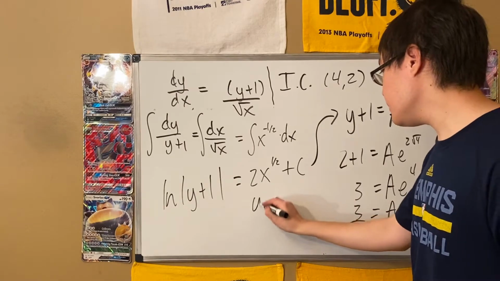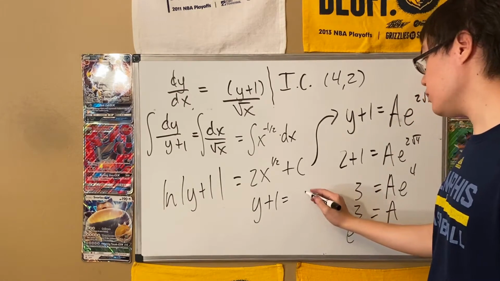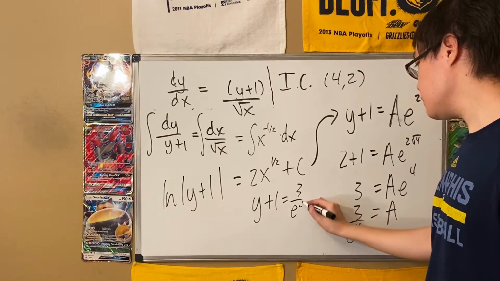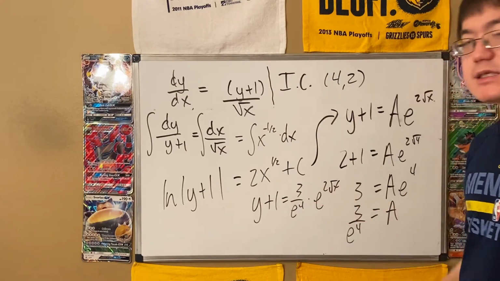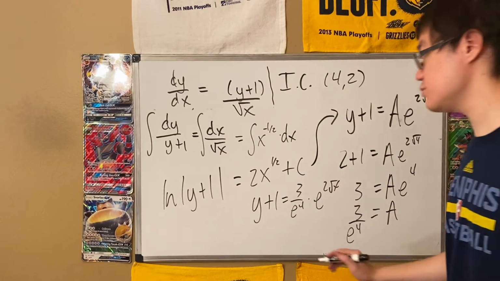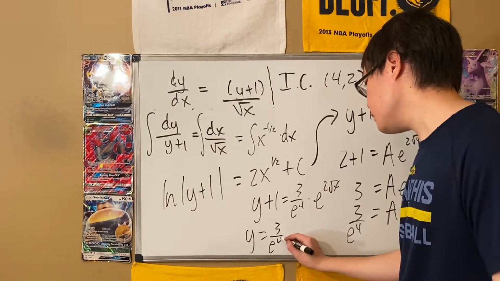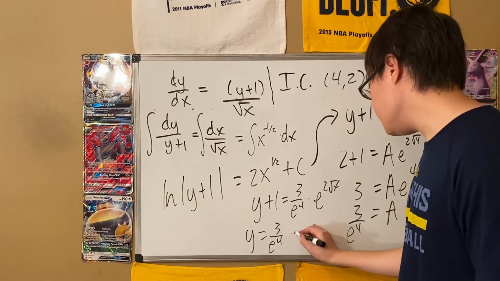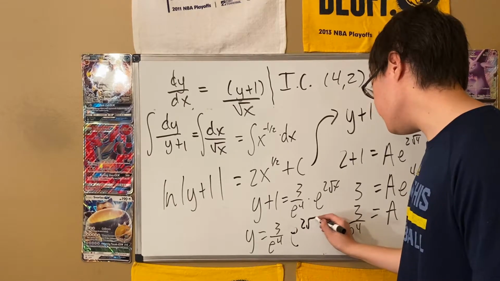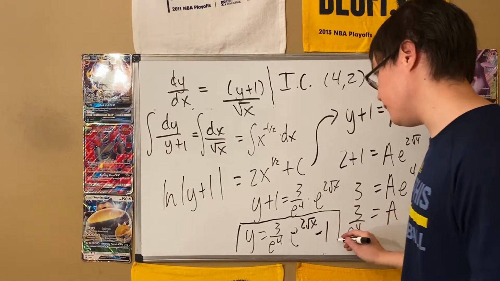So we have y plus 1 equals this thing times e to the 2 square root of x. Just like normal, you do have to isolate y, but isolating y is very easy. In this case, we're just going to subtract 1. So it's going to be y equals 3 e to the 4 over e to the 4th, times e to this 2 square root of x, minus 1. You can combine these into a single e, but I'm not going to do that. So this is the nice answer. Again, it's a function.